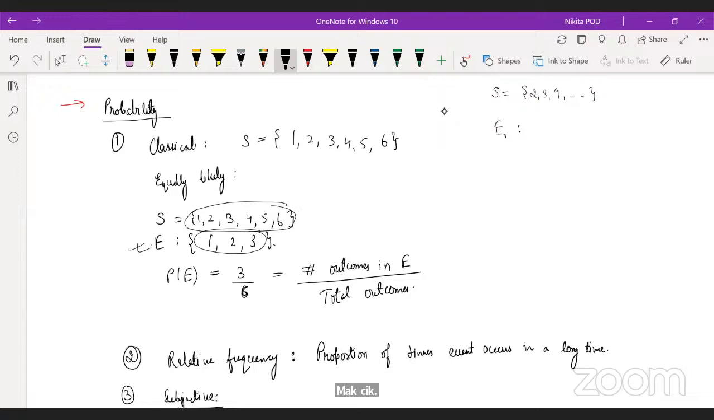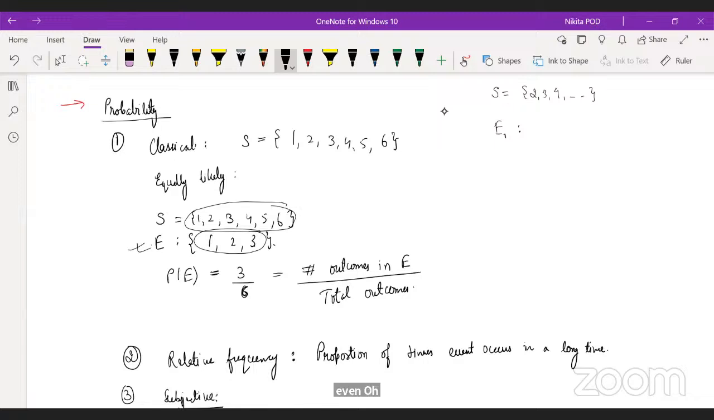Similarly, you can define many other events, or you can come up with many different random experiments and set up the sample space and define some events on it, and you can work out the probability of the event.